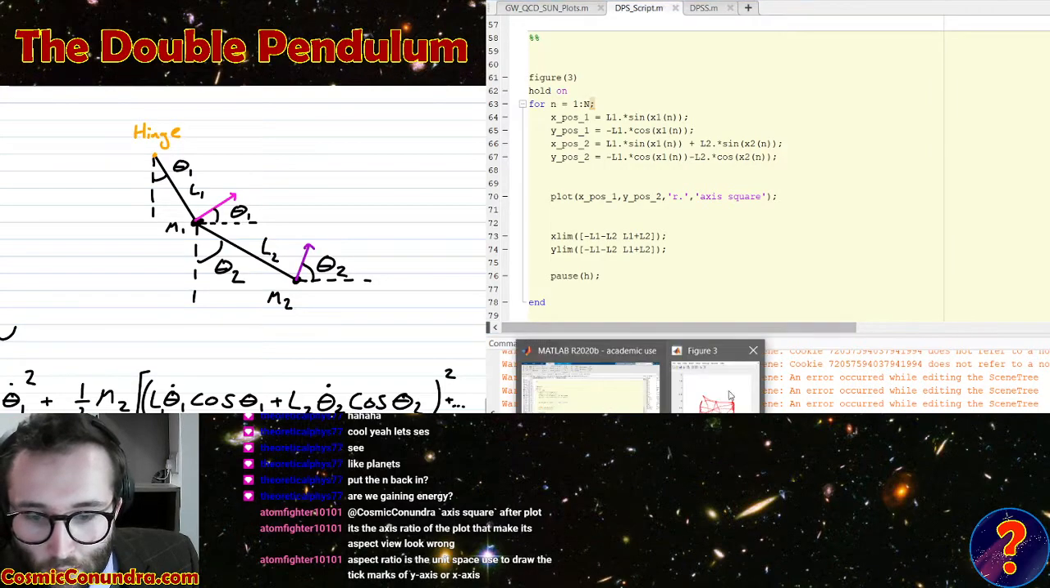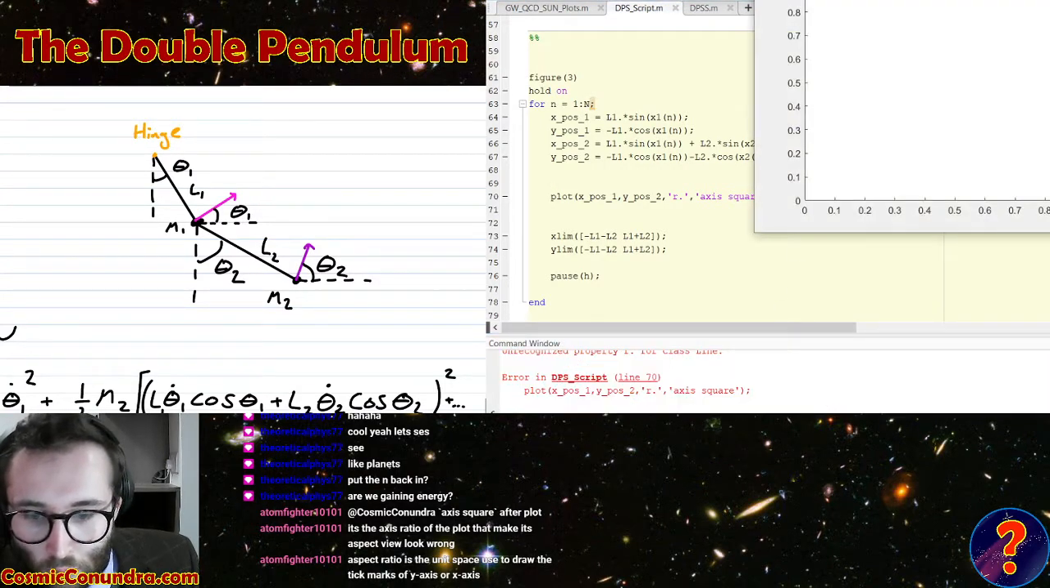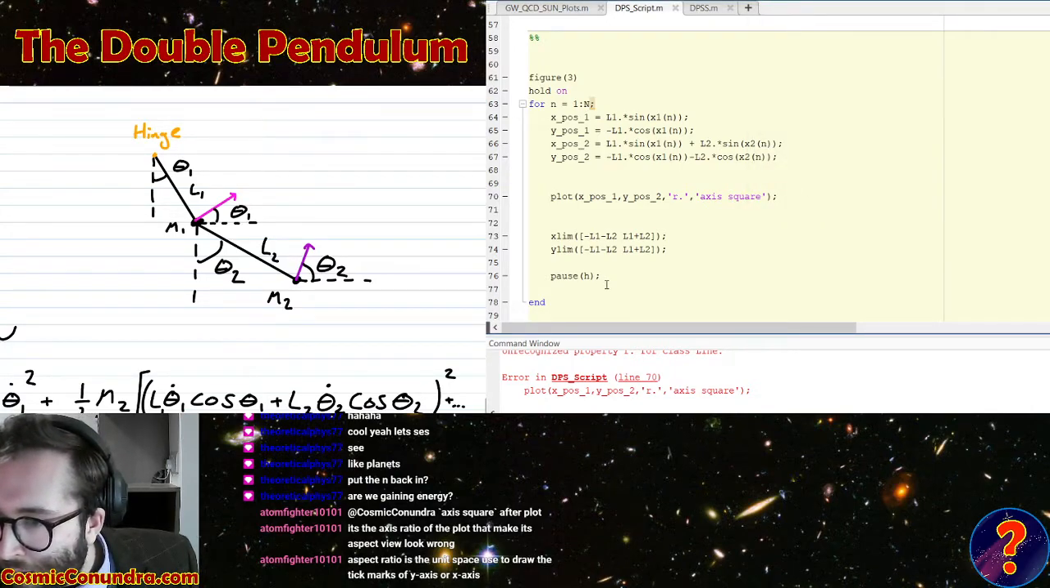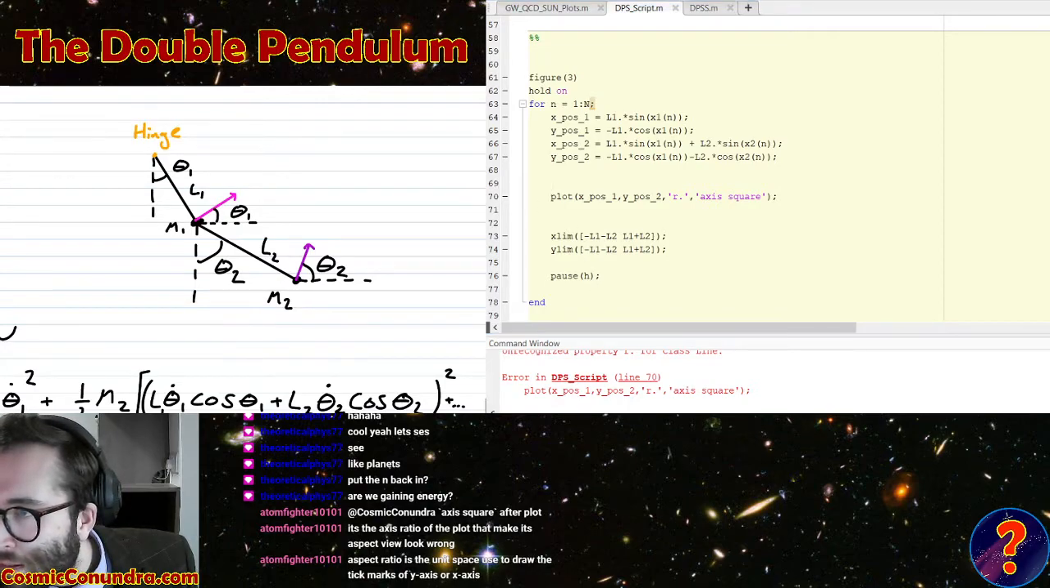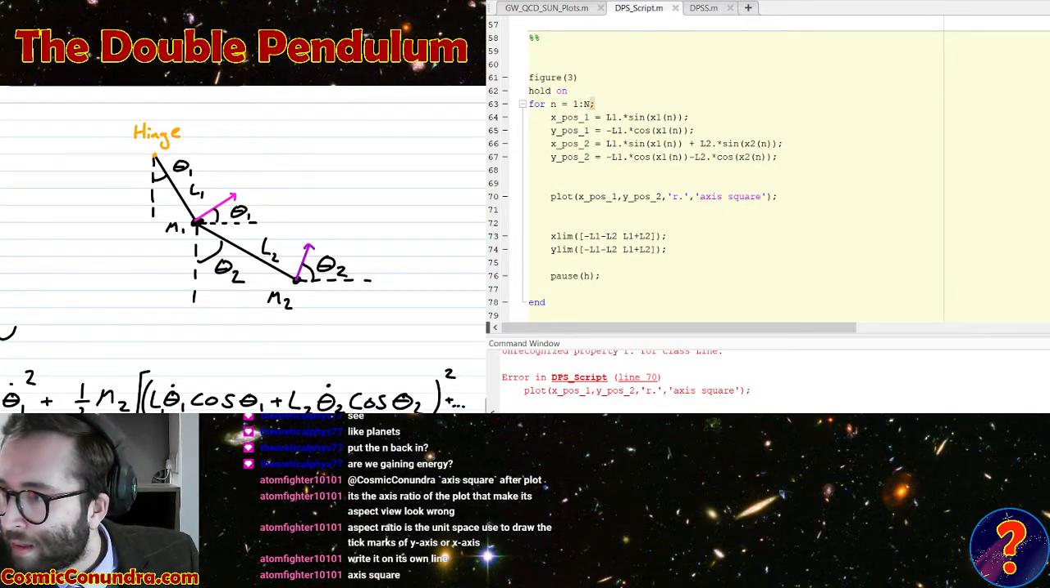Okay, let's see. Whoa. It didn't like axis square. Aspect ratio is the unit space. Maybe... Am I typing this function in right? Actually, sometimes they do like capitals, don't they?